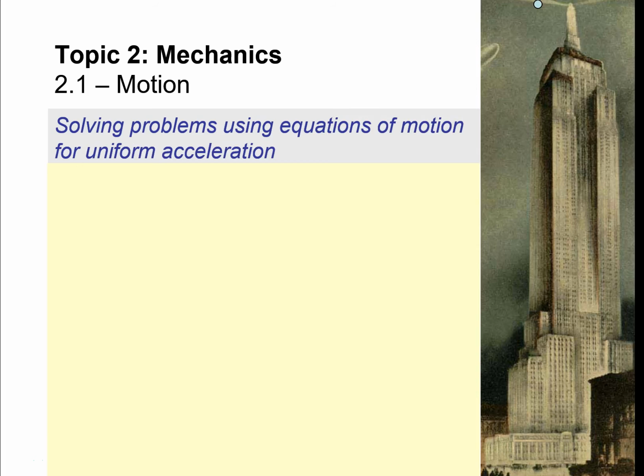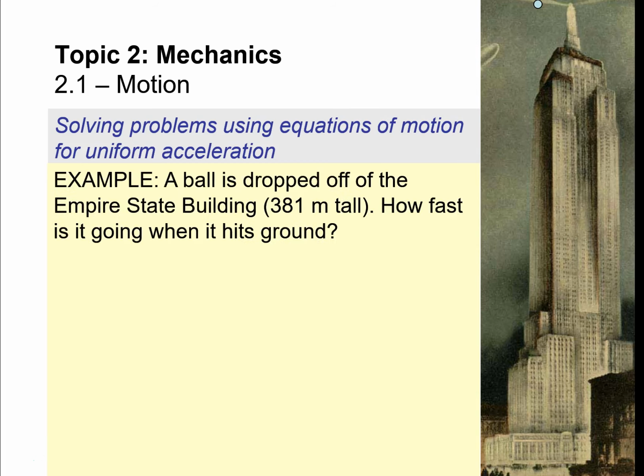So now let's change a little bit and let's solve a couple problems involving free fall. A ball is dropped off the Empire State Building, which is 381 meters tall. How fast is it going when it hits the ground? Notice that in free fall problems, often some information is not given because it's an assumption that you're going to know it by heart.